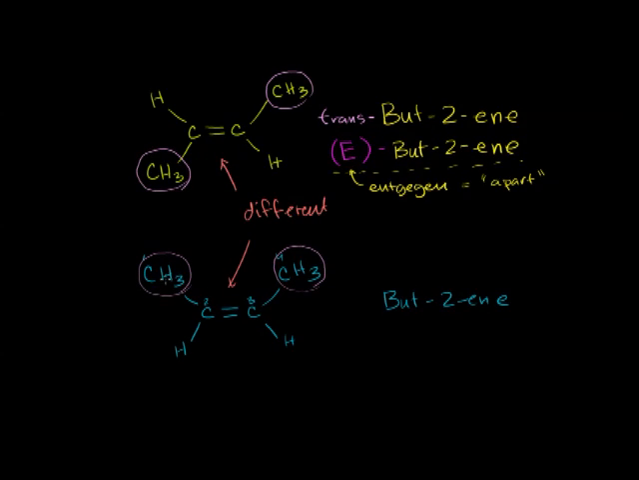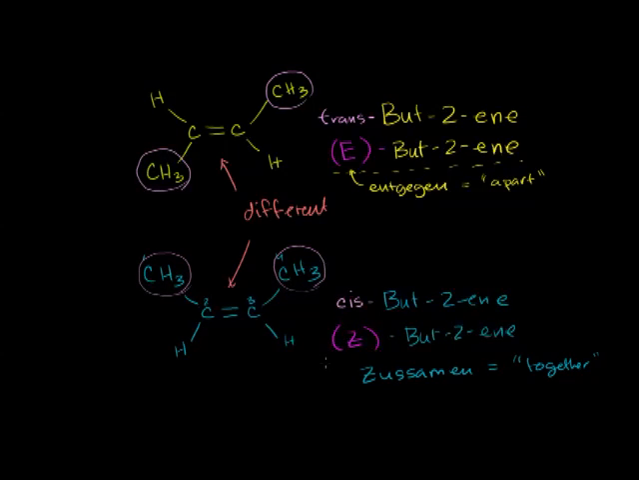Now, in this situation where our functional groups are on the same side, you could call this cis-butene. Cis, I believe, comes from the Latin for together. Or you could call it Z-butene. And you could imagine this Z comes from the German for together, and it stands for zusammen. Zusammen, which is German for together. And that's all you have to do.